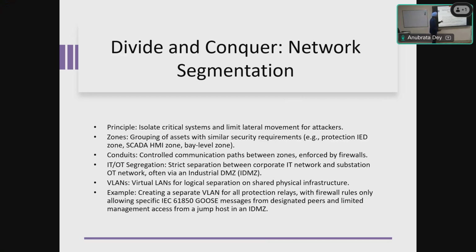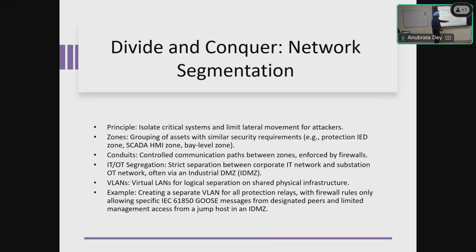And then you want to segregate IT and OT. IT and OT is a strict segregation between your corporate IT network and your substation or power system network, and often via a demilitarized zone. You're going to say, this is the demilitarized zone. There is no access for certain groups of people or certain enterprise areas.